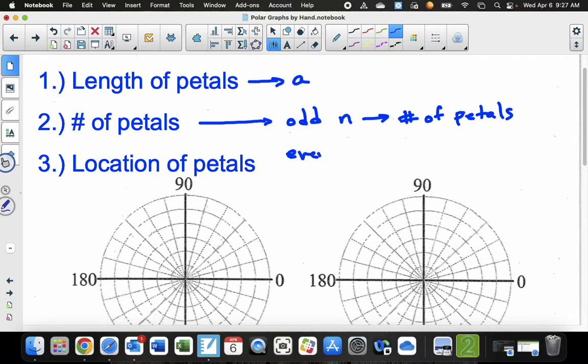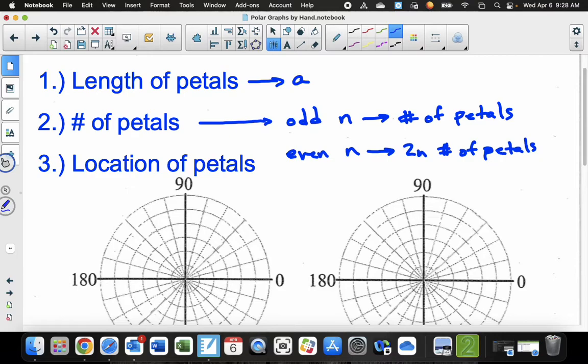If you have an even value of n, then it doubles. I'm going to put down you have 2n petals. Okay? Or however you want to write it on your sheet. So if n is 2, that means you've got 4 petals. If n is 4, that means you've got 8 petals. Okay? And so on and so forth. So those are the first two. Those should be pretty quick. What's the length of each petal and how many petals? You should be able to find those pretty quickly.